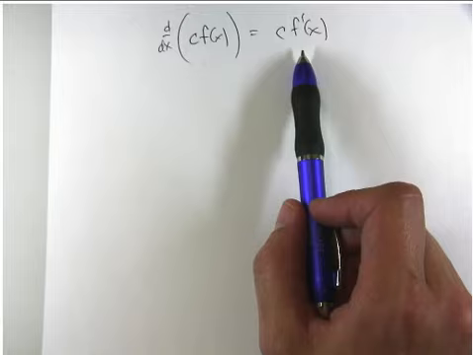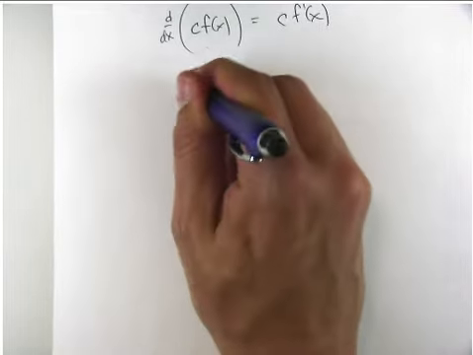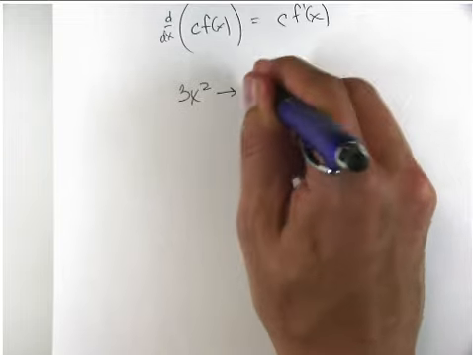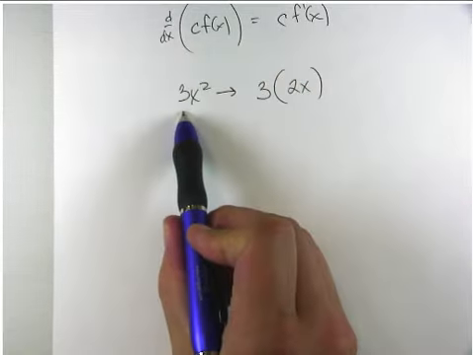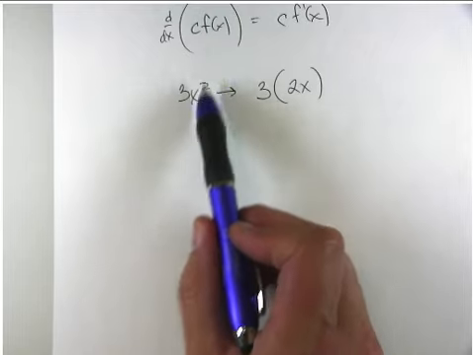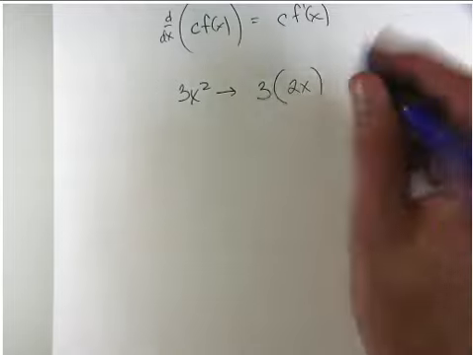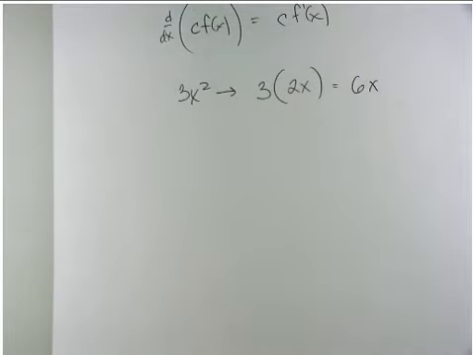Yes? Would you do 3 times 2? Yeah, which would be 6x. So 3x squared would get turned into 3 times 2x, because 3 is a constant multiple. So it's just going to stick around, and I just have to differentiate x squared, which is 2x. So 3 times 2 is 6, so 6x. That's the idea.